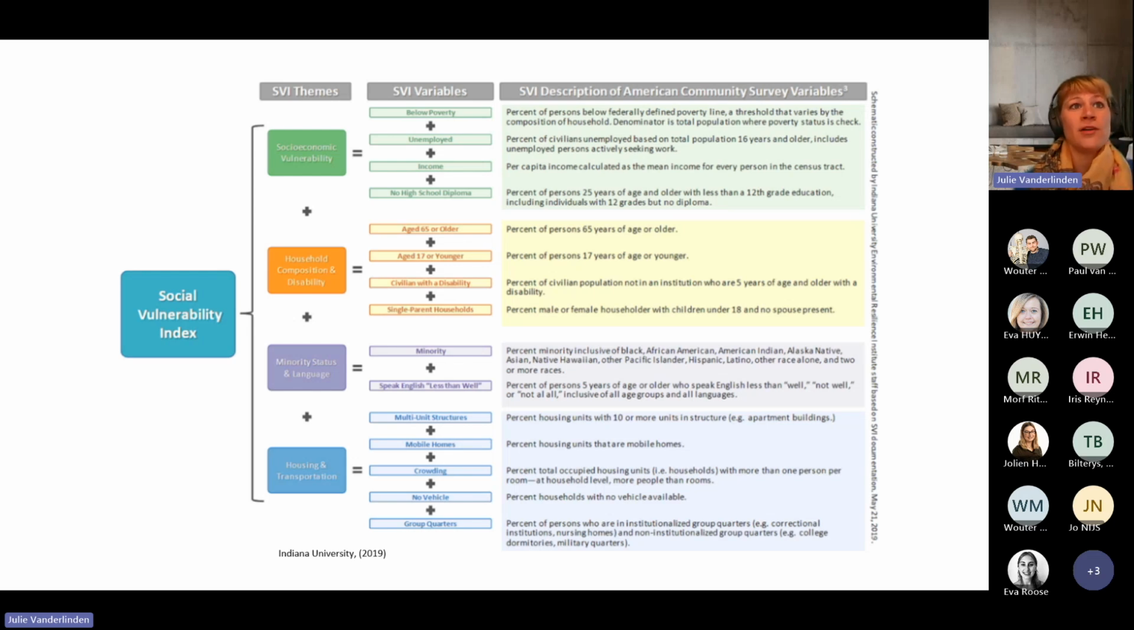Also, if you have some sort of composition in your household, let's say a composed family consisting of different genders and different generations, that also might make you more vulnerable. And then, of course, they conclude with housing and transportation, just as the previous framework.